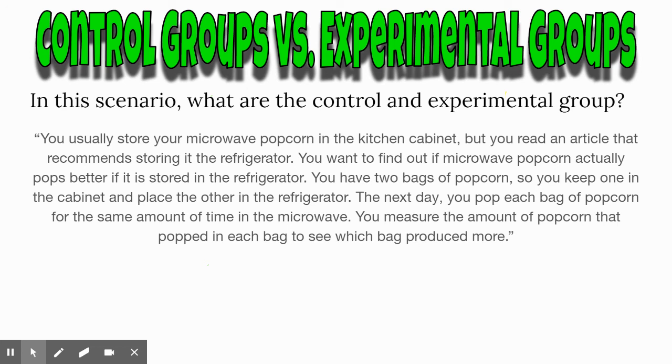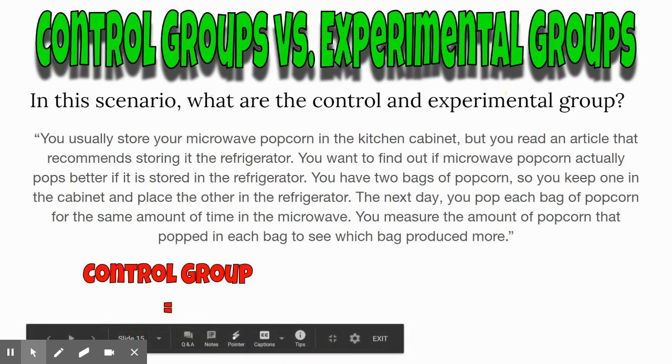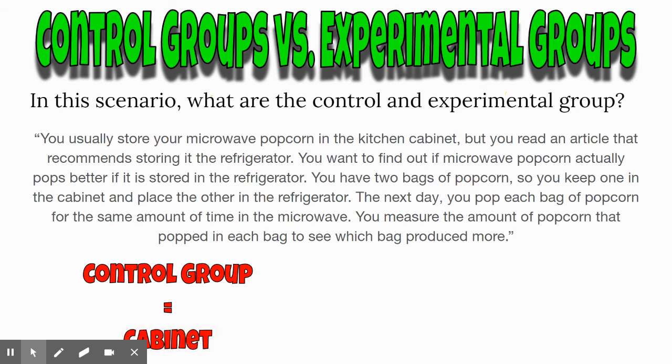So hopefully you figured out, they microwaved two bags of popcorn. One had been in the refrigerator and one had been in their cabinet at room temperature, right? Which one is the control? Well, the control is the one that you didn't do anything different to. And they said that they usually store their popcorn in the kitchen cabinet. So the control group, and again I apologize for that slide piece there, is the cabinet group. The bag that was kept in the cabinet and then put into the microwave is our control. We didn't change anything with that one.